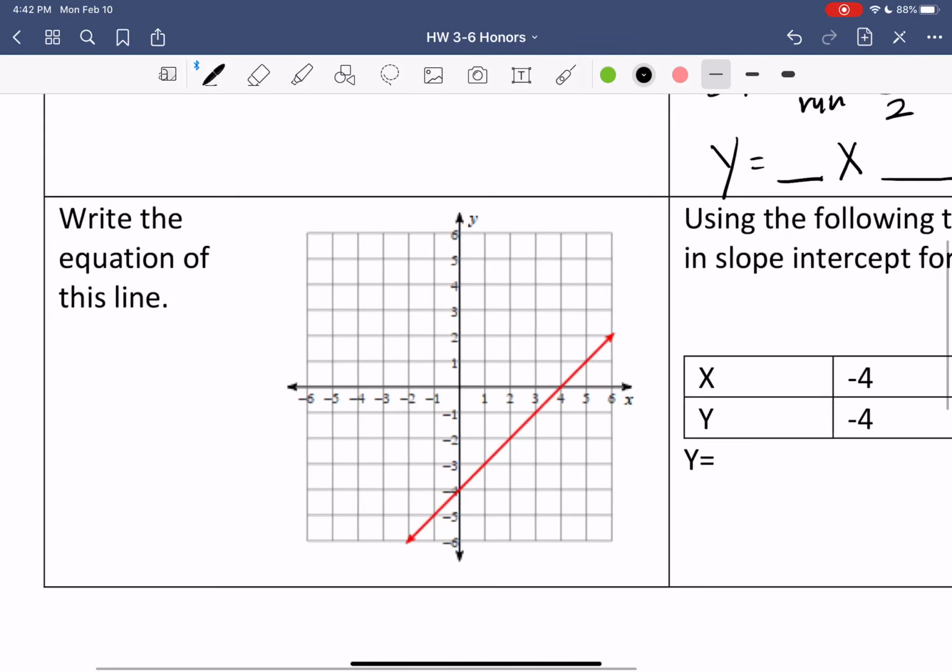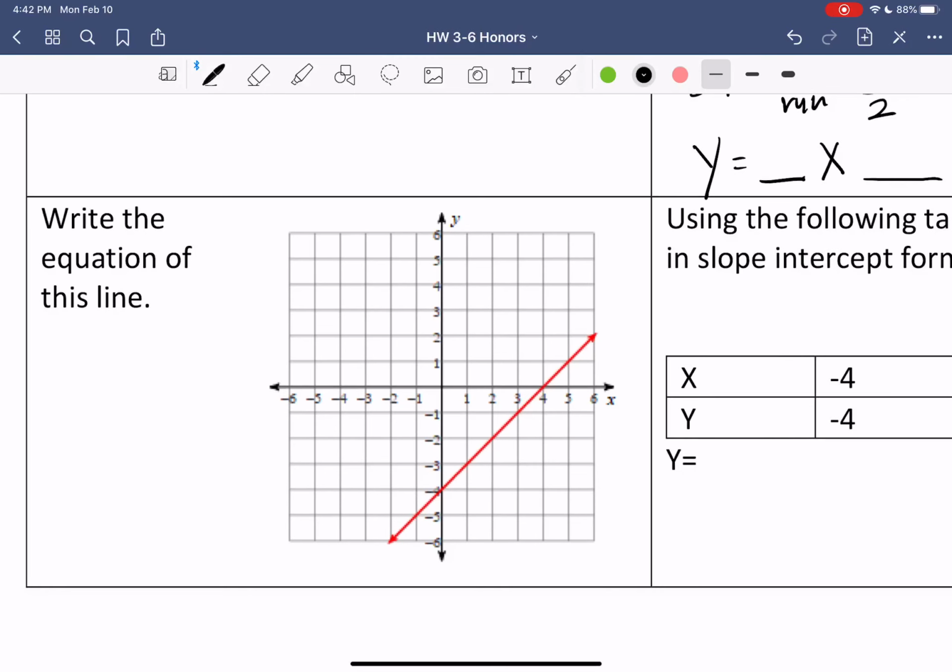Let's go to this one. Okay, write the equation of this line. So again, we have these pretty points right here. And look, there's a lot of them. This one has a lot of pretty points. I know that the graphs on your paper are sometimes more faded.